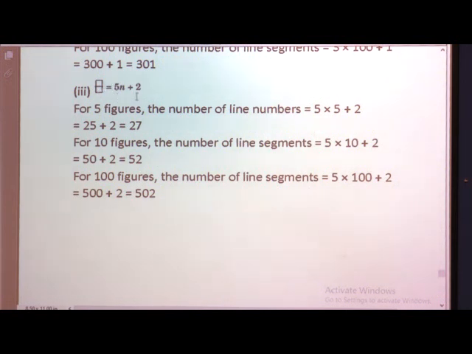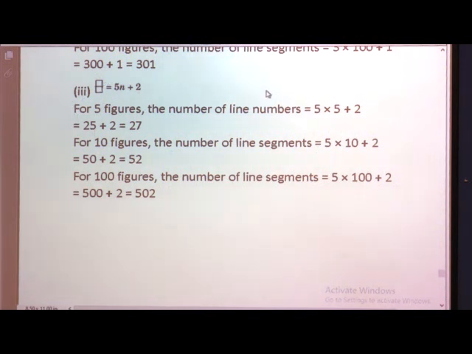So we write it as 5n plus 2, we have here the 2 sets. So for 5 figures, the number of line segments is equal to 5 multiplied by 5 plus 2. So it will be 27, 5 fives are 25 plus 2 is 27. If we want to go for a pattern of 10, then n is equal to 10. So 5 into 10 is 50 plus 2, we require 52 line segments to form this type of continuous pattern.